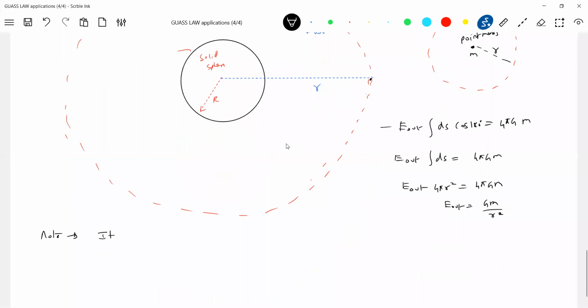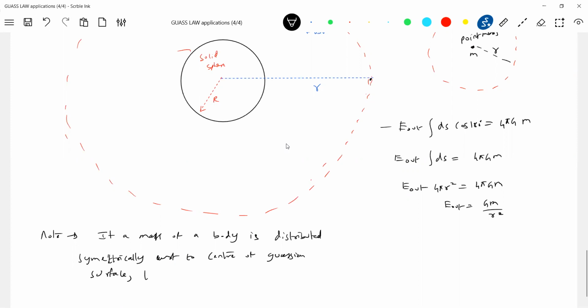If the mass of a body is distributed symmetrically with respect to the center of the Gaussian surface, then the whole mass appears as a point mass placed at the center of it.